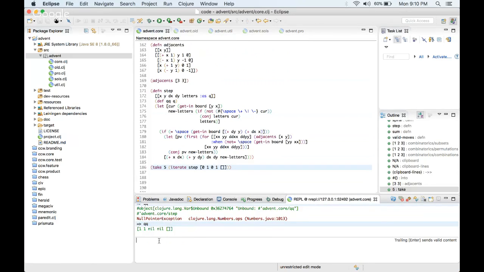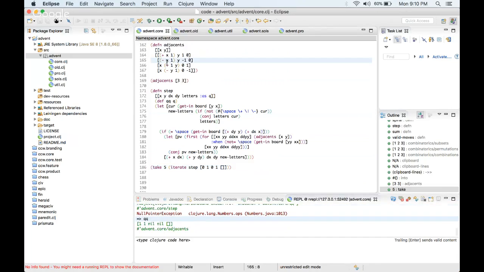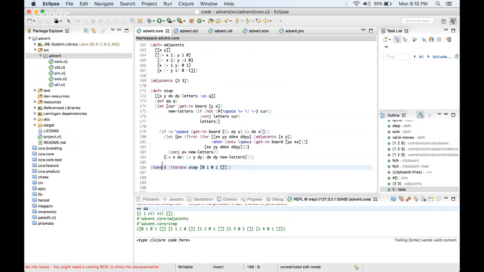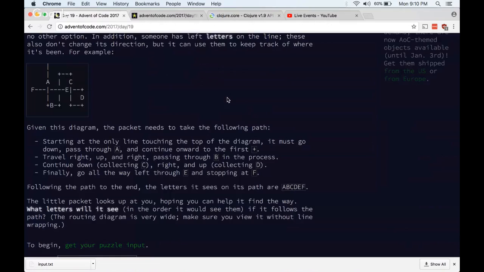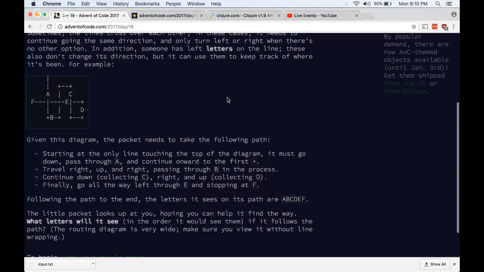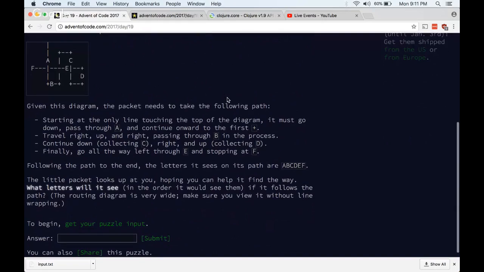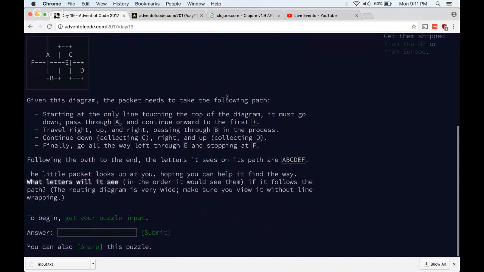All right, so dx and dy are, oh, I see. I think I need to redefine adjacents here. Okay, this is looking good. This says it's just traveling down for a little while. So, and then I need to take these until, let's see, cross over. Someone has left letters, finally all the way and stopping at F.